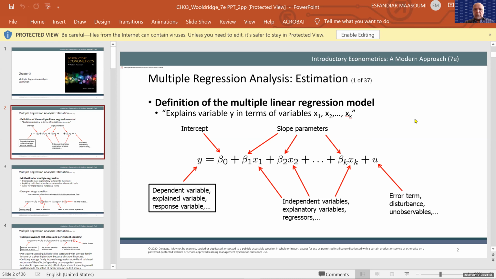So going from bivariate to multiple means we still are explaining one dependent variable, but with many x's, multiple x's. We don't have a multivariate regression because that would mean explaining together a lot of outcomes. Still linear, still additive, but with k regressors and one intercept. So k plus 1 unknown coefficients in this model.